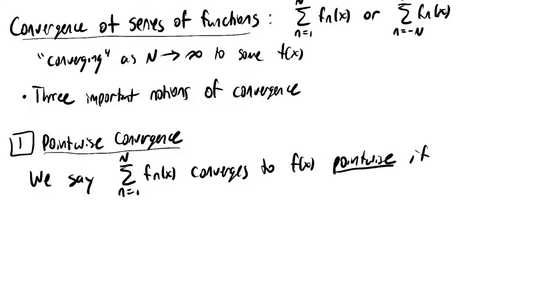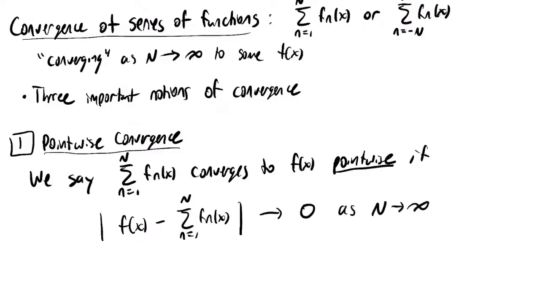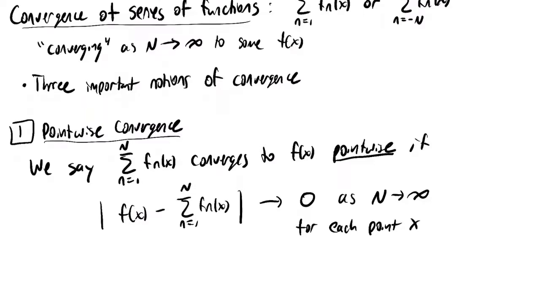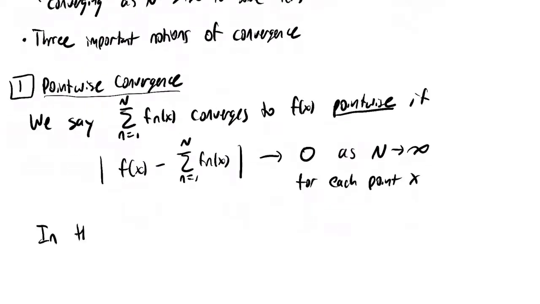if the following happens. So if I look at the difference f of x minus this finite sum, and I take the absolute value, if this difference goes to 0 as N goes to infinity for each point x, right? So this means if I fix a particular point, look at this difference for each capital N, and then take the limit as N goes to infinity, the limit is 0, right? And so in this case, we say that f of x equals the sum from n equals 1 to infinity of f_n of x pointwise.